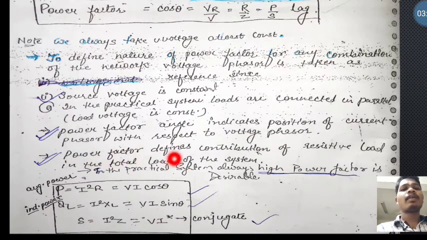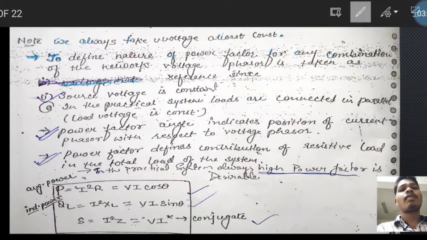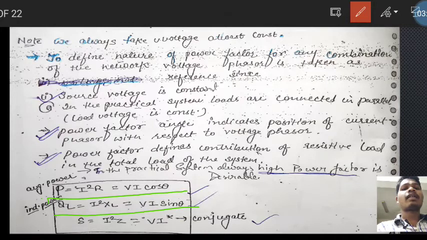Power factor defines the contribution of the resistive load in the total load of the system, and in a practical system a high power factor is always desirable. Average power can also be written as P equal to I square R, equal to V I cos theta. Reactive power QL is equal to I square XL, that is equal to V I sin theta.